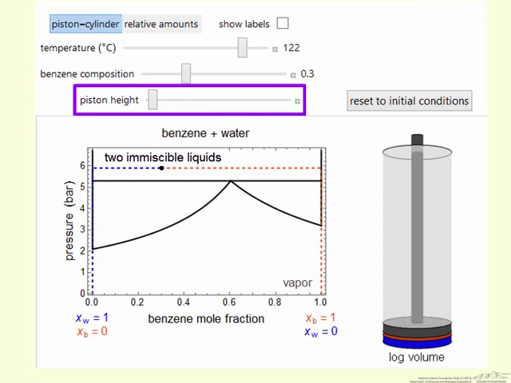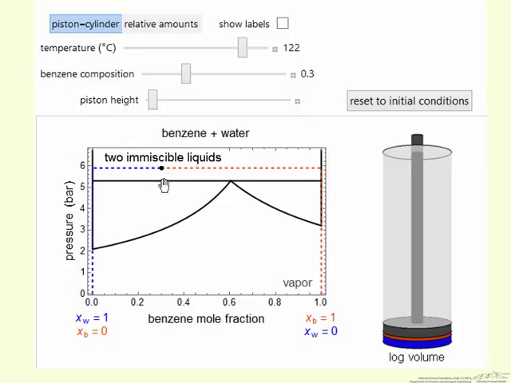And then I can change the piston height, which will decrease the pressure under some conditions, but when I get to this pressure, remember, doing everything at constant temperature, when we get to this pressure, now we'll get vaporization without the pressure changing further until all the benzene has evaporated at this condition.